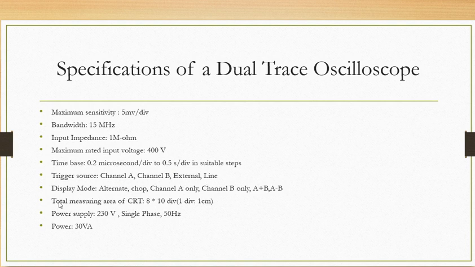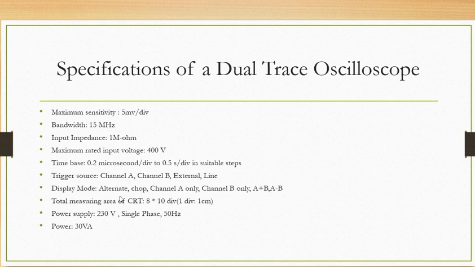Then the display mode, we have to see display mode. This is the most important thing, I think, in the specification, because whatever signal you are going to watch on a screen depends upon the display mode. So this is the most important specification of any CRO, and you have to take care about that. The display modes are alternate mode, chop mode, channel A only, channel B only, A plus B, or A minus B. A and B are nothing but the channels here.